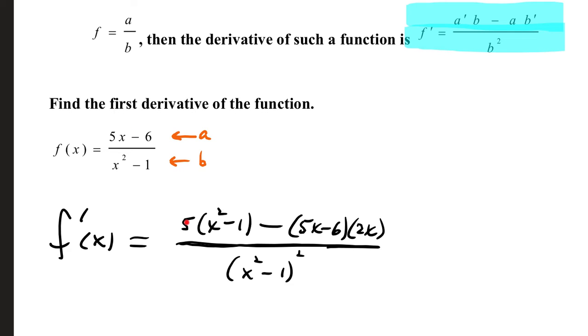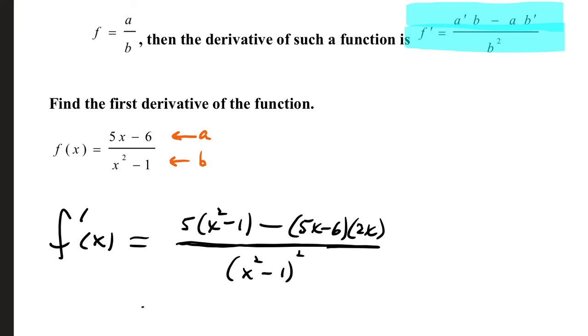Derivative of the top, 5, times the bottom, minus top, times the derivative of the bottom, which is 2x. This answer is totally fine. The reason I didn't simplify any farther on this one is WebAssign. It will take it once you've got it correctly expanded.